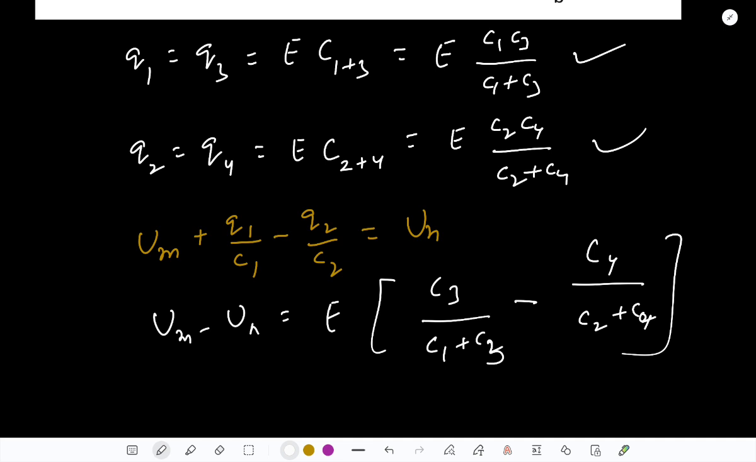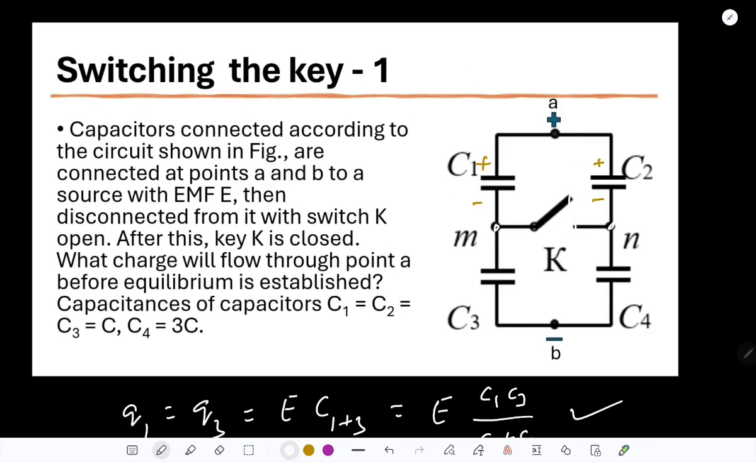And now if I close the switch, let's close it, the potential difference between points M and N will be reset to 0. That means M and N are now equipotential, and that means this circuit, or this circuit below, but I'm focusing on one part of the circuit, will be discharged.